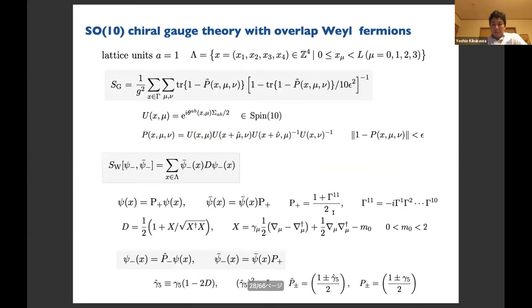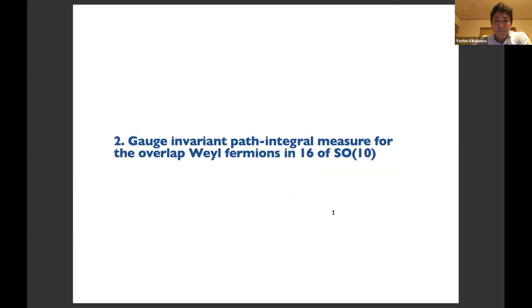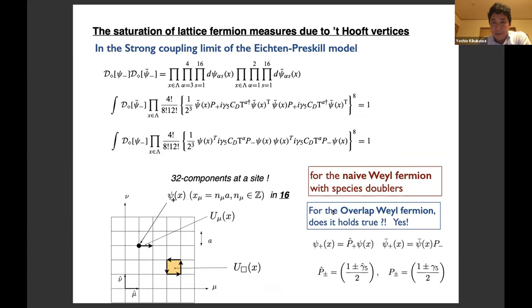Okay, so now let me define the gauge invariant path integral. So far, do you have any questions about these several approaches? Okay, so let me continue.